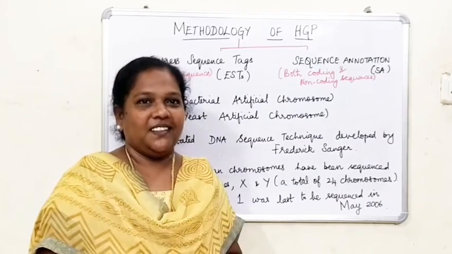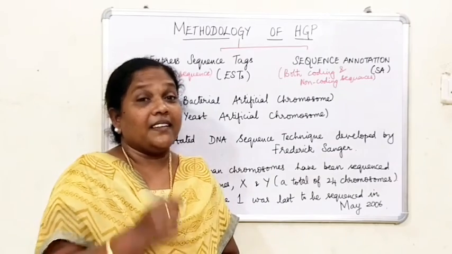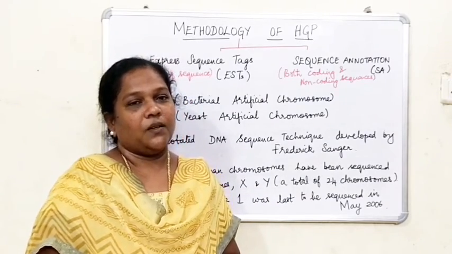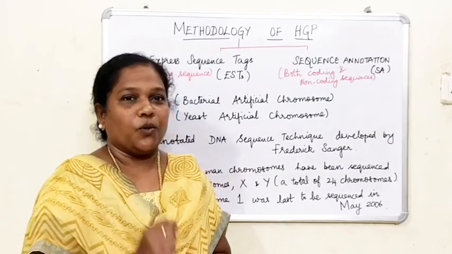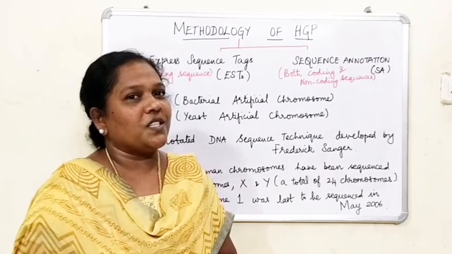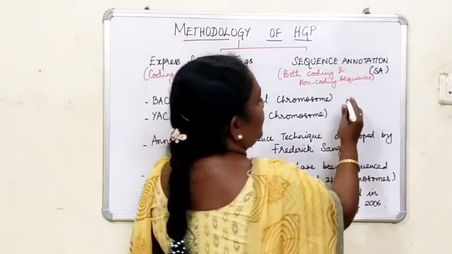First it is separated, and then the DNA is broken into many fragments, and these fragments are inserted into the host. Why? To carry out the process. So for sequence annotation we need a host. So what is the host used here? Bacteria and yeast. So bacteria is a prokaryote.